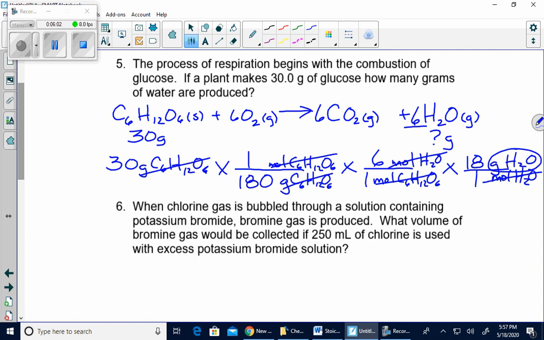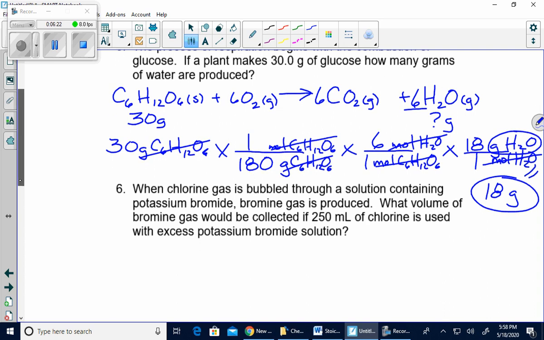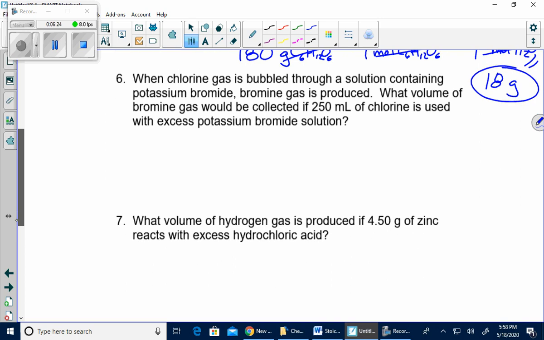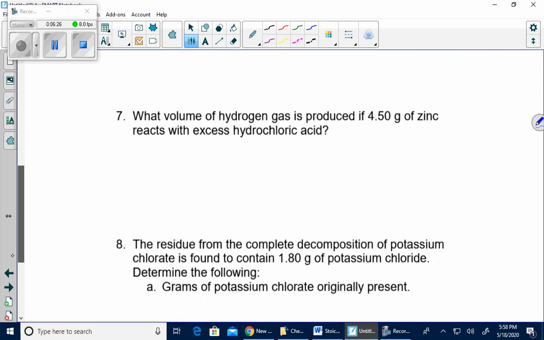Now I take 30 times 6. Oh wait, 30 times 6 is 180. So I have 180 over 180. So that actually cancels out. So my answer is 18 grams. Easy peasy, right? Seems kind of like I'm doing the easy ones for you. Okay, I'm going to skip 6, and I'll do 7.